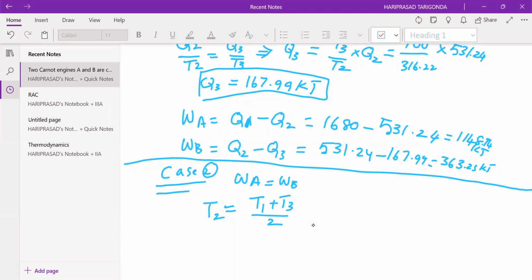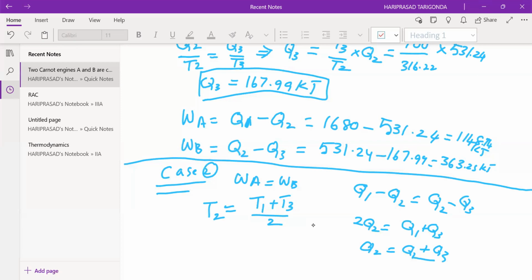Work for engine A is Q1 minus Q2. Work for engine B is Q2 minus Q3. Q1 minus Q2 is equal to Q2 minus Q3, we can equate that. So you will get 2Q2 is equal to Q1 plus Q3. So Q2 is equal to Q1 plus Q3 by 2. Like this you can write.